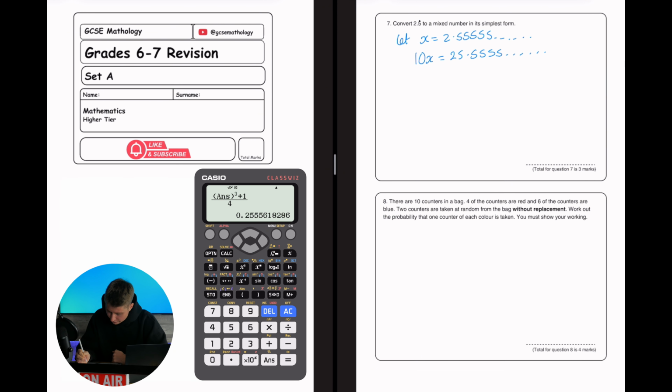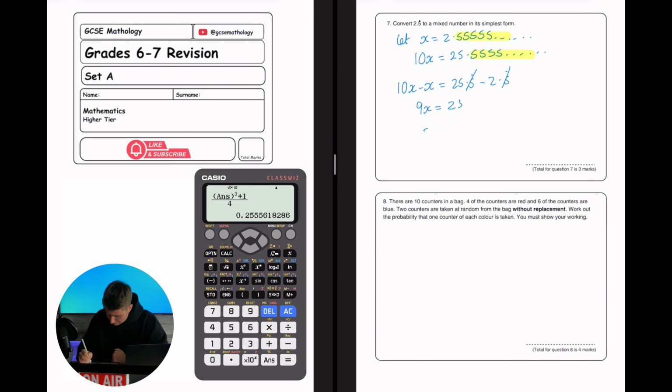So by timesing 2.5 by 10, we move the decimal place 1 unit to the right. And every time we're looking to see if we get a match on the right hand side of the decimal point, which in this case we do for the first 2 lines. So we're going to do line 2 subtract line 1. So 10x subtract x, which is on the left, and then 25.5 recurring subtract 2.5 recurring. This means that the recurring sections of the decimal cancel out. So actually 10x minus x is 9x, and 25 minus 2 is equal to 23.